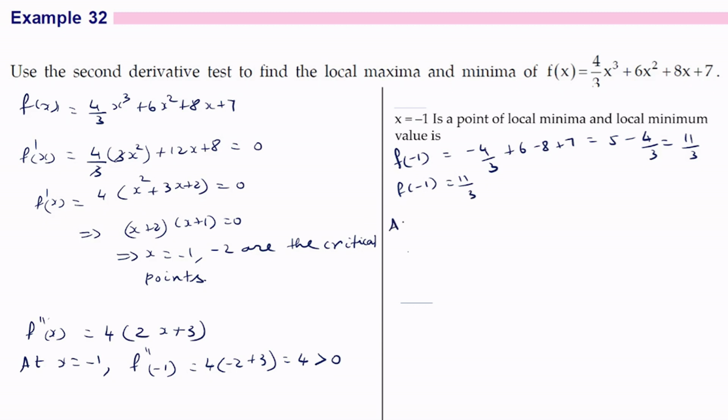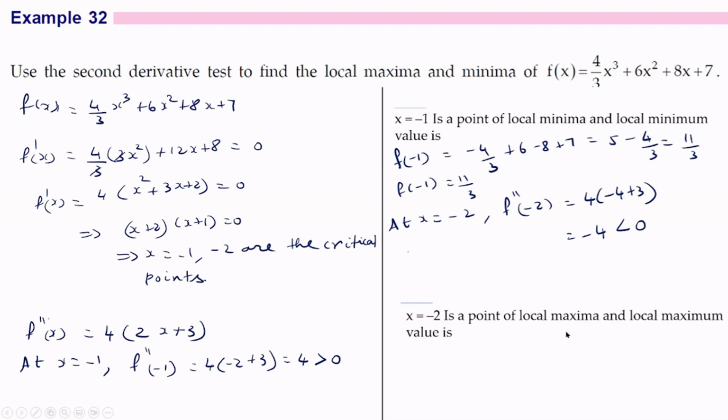And now let us find f double dash of x at x equal to minus 2. At x equal to minus 2, f double dash of minus 2 is equal to 4 into 2 into minus 2, it is minus 4 plus 3. So this is equal to minus 4, which is less than 0. So we got f double dash of x at x equal to minus 2 as less than 0. The meaning is that x equal to minus 2 is a point of local maxima.